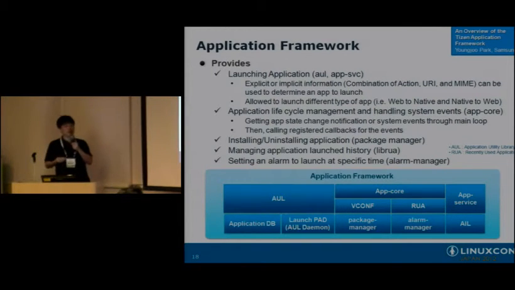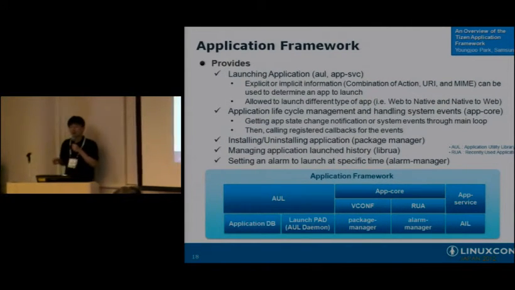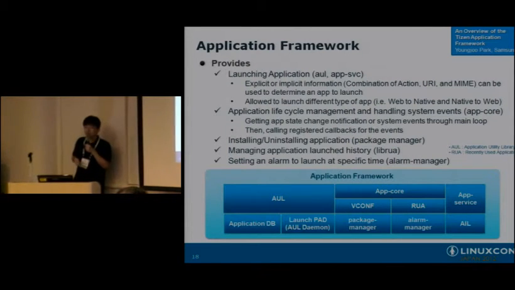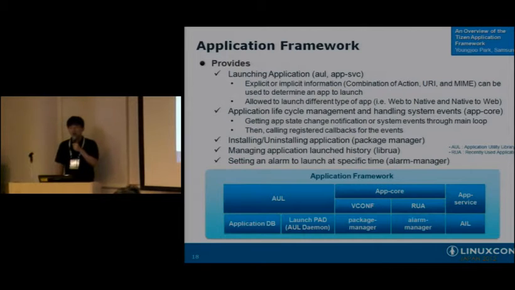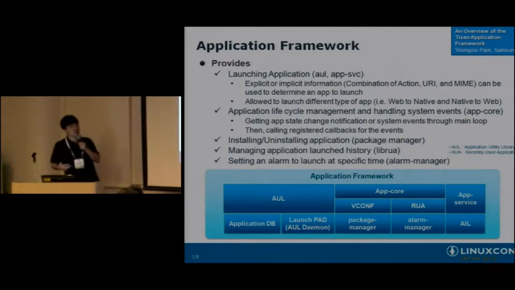And regarding implicit launching, we can give information like a URI or file name as a MIME type. Then the application Launchpad will launch the appropriate application using that kind of information. And it allows launching different types of applications. For example, your web application can launch a native application and vice versa.